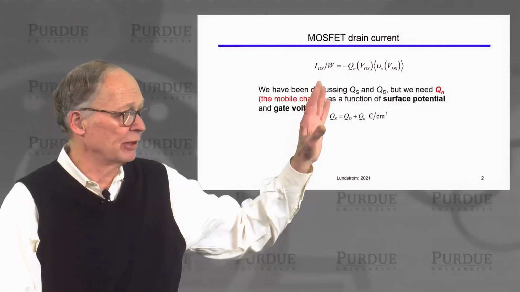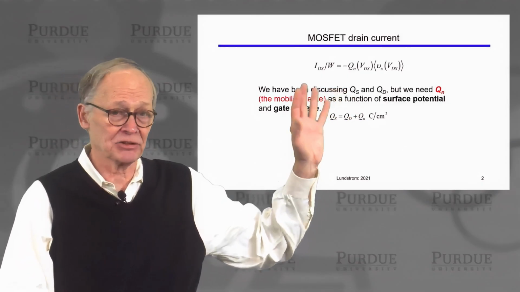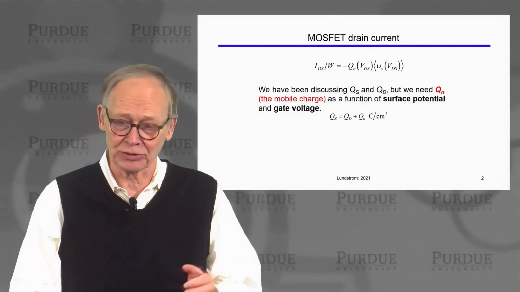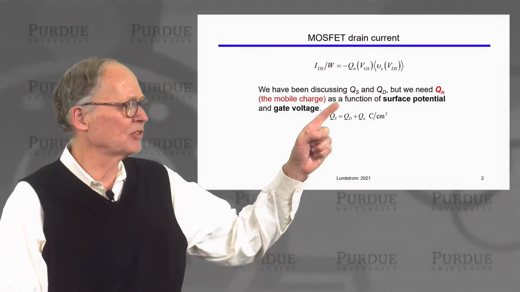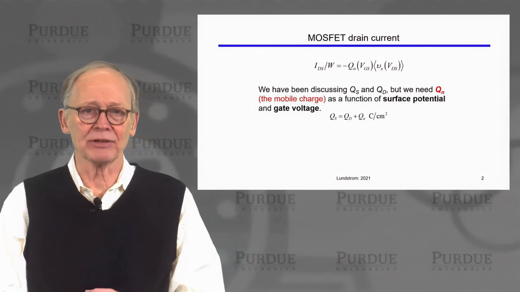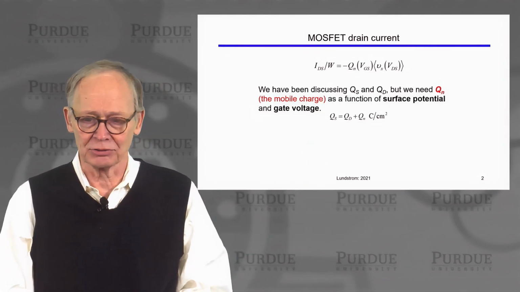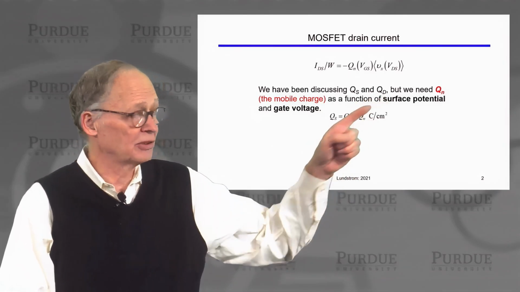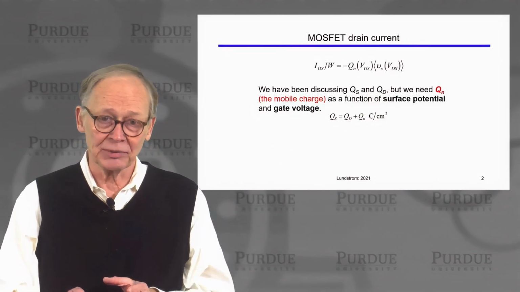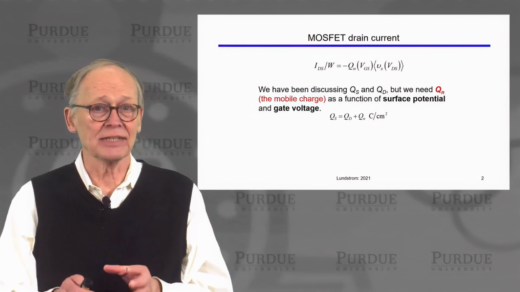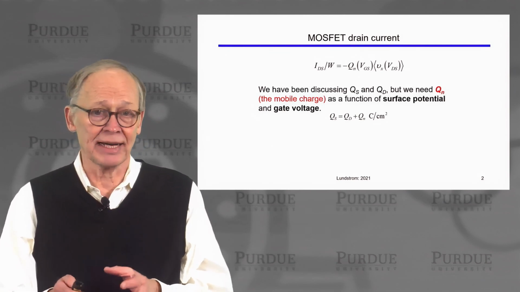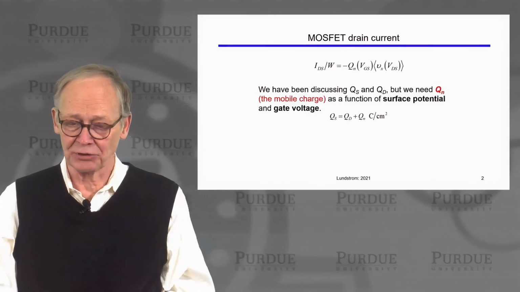Our drain current is basically just charge times velocity. The more charge, the more current. The faster the charge moves, the more current. We have been discussing Q sub S, the charge in coulombs per square centimeter in the semiconductor, all of the charge, whatever it is. We've also discussed Q sub D, the charge in coulombs per square centimeter in the depletion layer due to the ionized acceptors in an N-channel MOSFET or the ionized donors in a P-channel MOSFET.